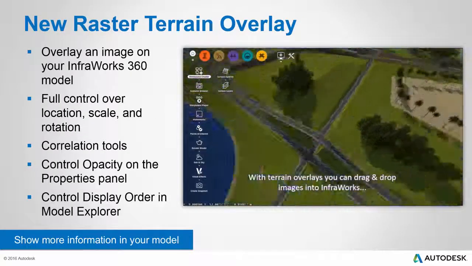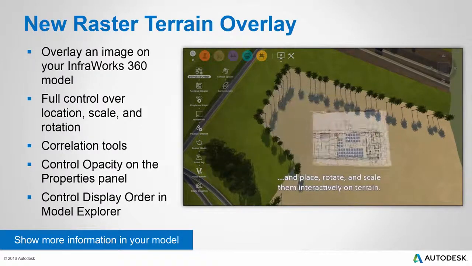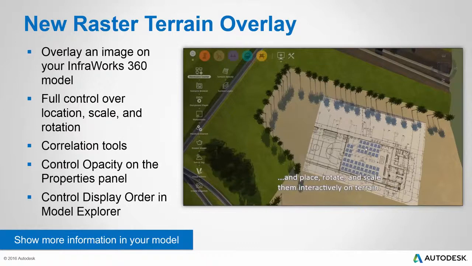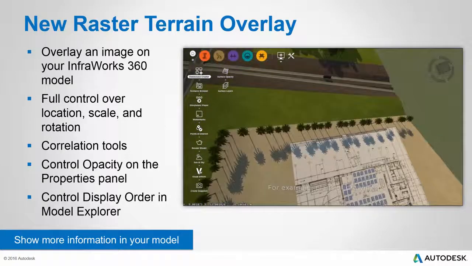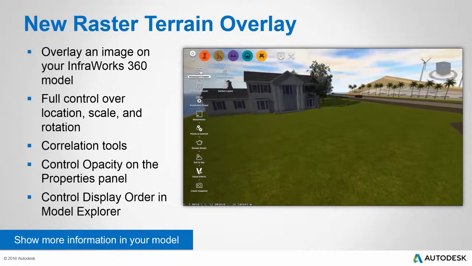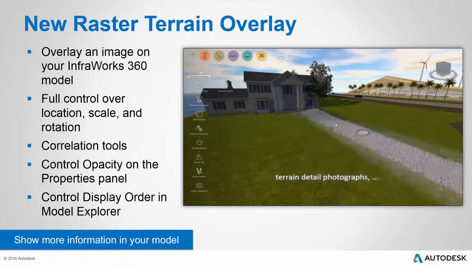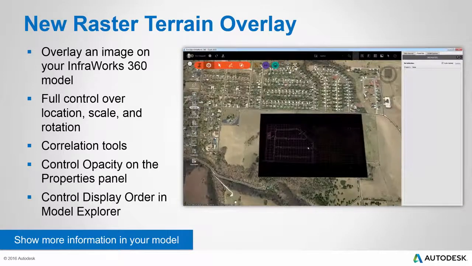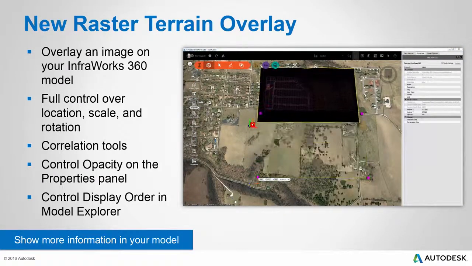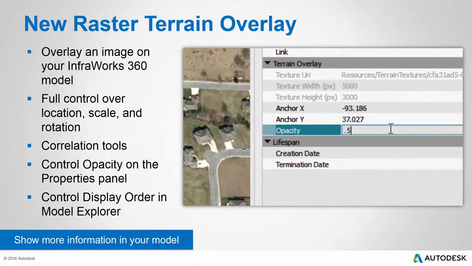A very exciting new addition to the software is something called a raster terrain overlay. This allows you to overlay just about any image on your InfraWorks 360 model, giving you full control over location, scale, and rotation. Now, if you've ever tried to do this in a prior release, you know that you can bring in imagery, but it's a little tough to get it oriented and rotated just where you need it to be. As you can see in the video here, you can grab just about any image and place it anywhere in the model. In fact, we're going to use some correlation tools in this next example to take a screen capture from Civil 3D and position it right on our InfraWorks 360 model.